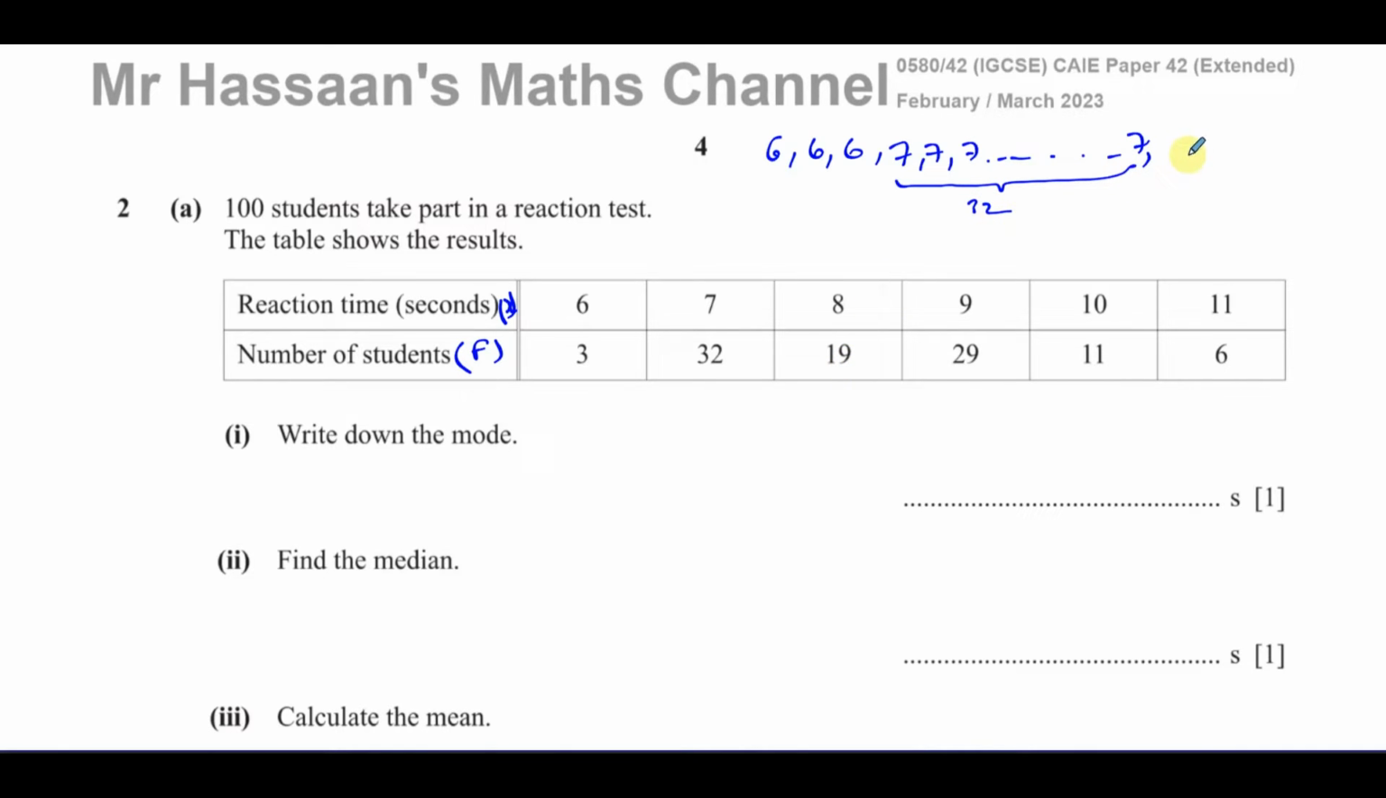And they'll have 19 8s, so they'll write 8, 8, 8, 19 times. There'll be 19 8s in our data. And so on, 29 9s and 11 10s and 6 11s. So the raw data would look like this.